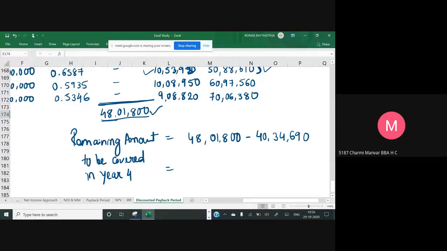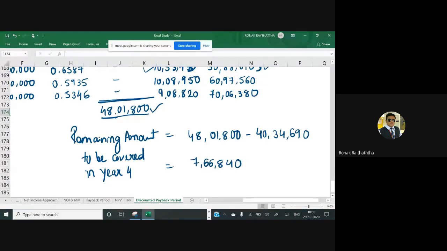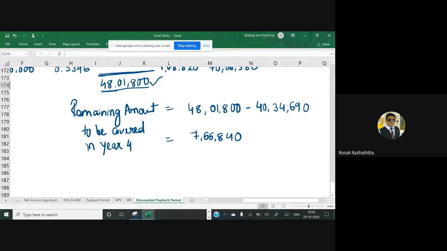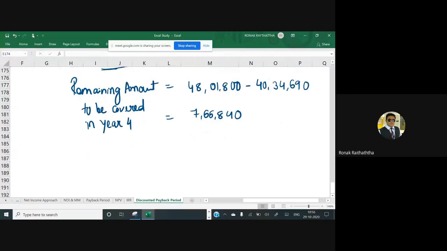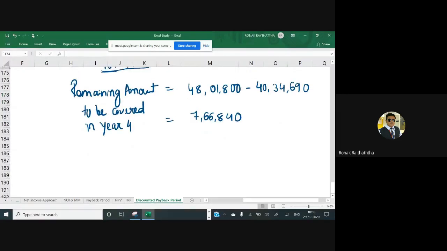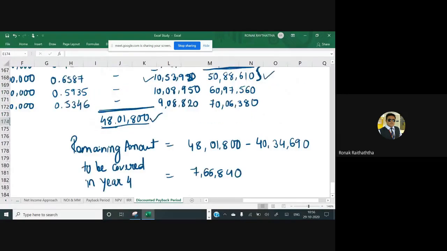Seven lakh 66,840. 7,66,840. Okay, when some people are giving me the answer at that time, music gets... Okay, so sir, next thing, what we have got from this, is that our payback period is something which is more than 3 and lesser than 4.